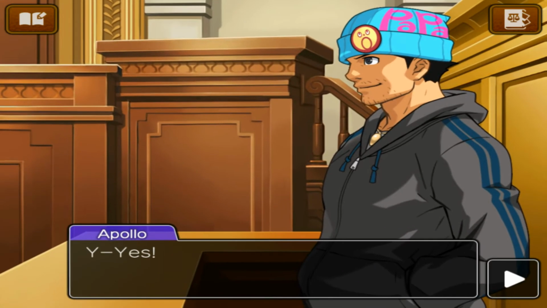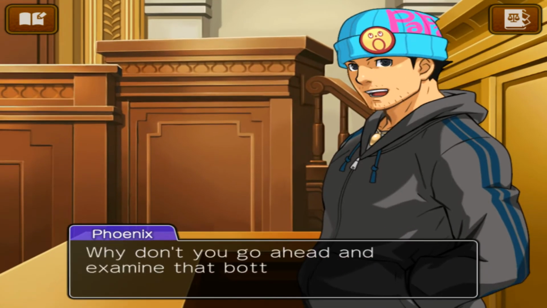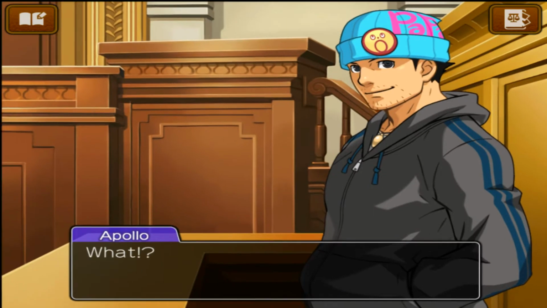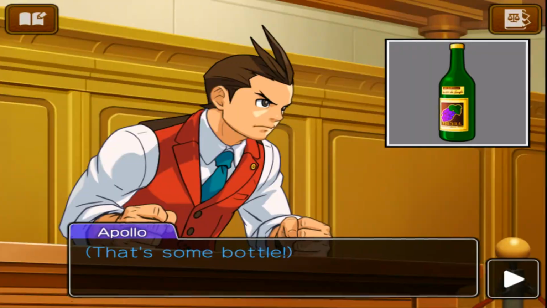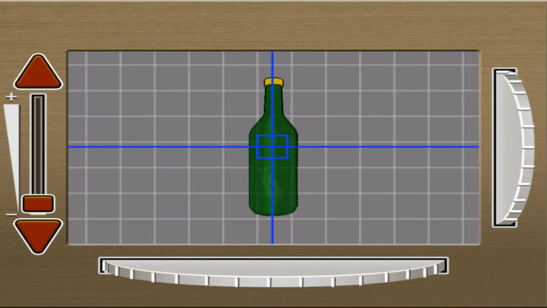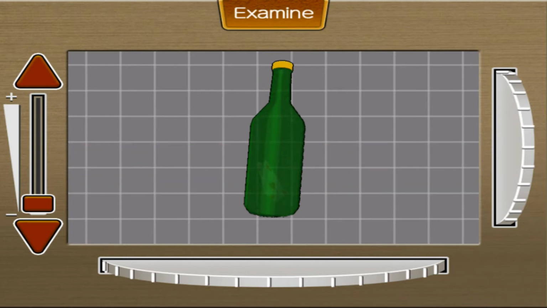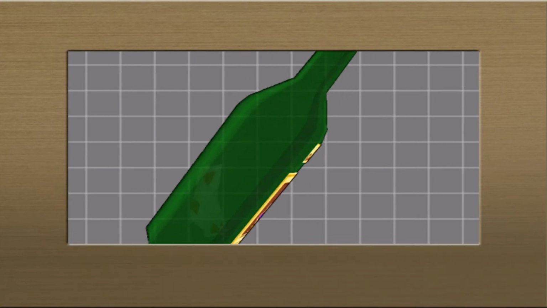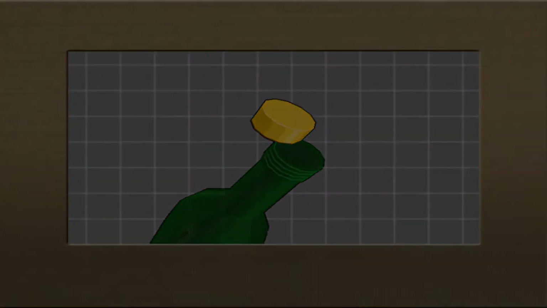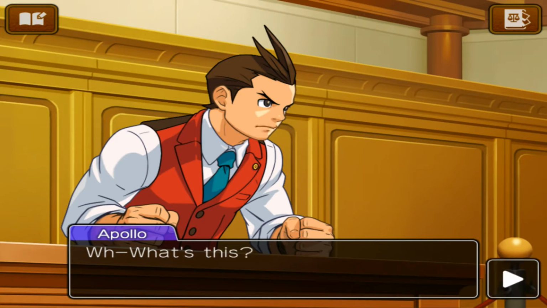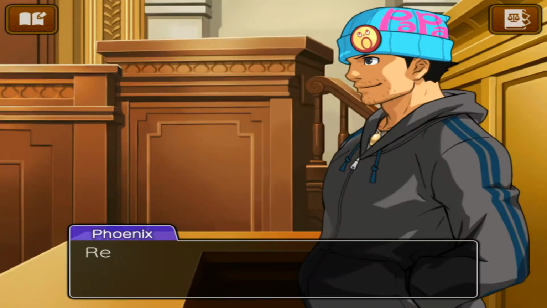Say, Apollo. Yes? Why don't you go ahead and examine that bottle? But why? Just humour me. Mr. Wright? That bottle will solve this case once and for all. What? That's some bottle. Oh, I can already see it. There's a card in it. And there's the card. It's the Five of Hearts. There's something inside the bottle. There it is. What's this? That card. It can't be.